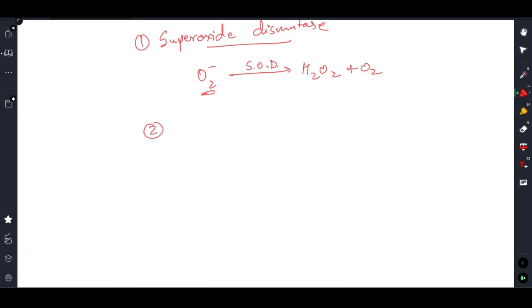Now what are those enzymes that can keep the levels of H2O2 in check? The first one is catalase, and this catalase is present in the peroxisomes, right? What it does is it catalyzes this reaction wherein H2O2 is converted into a water molecule and an oxygen molecule is released, right? This reaction is catalyzed by catalase, right?